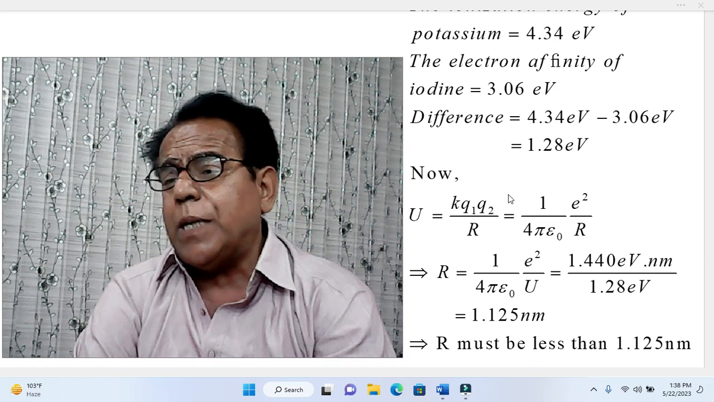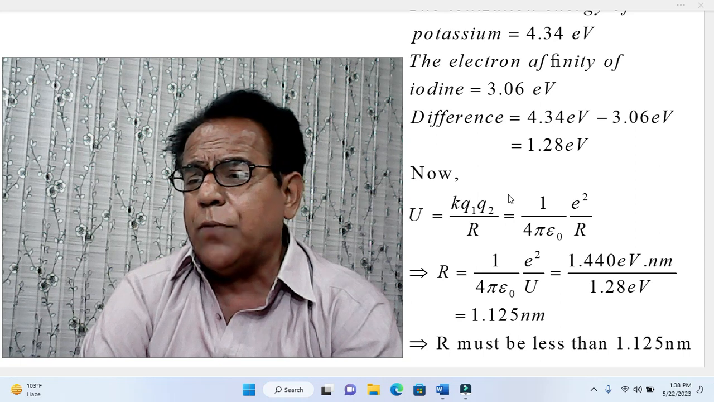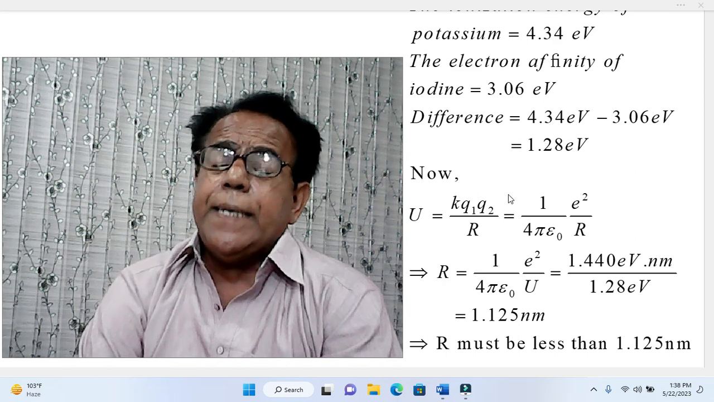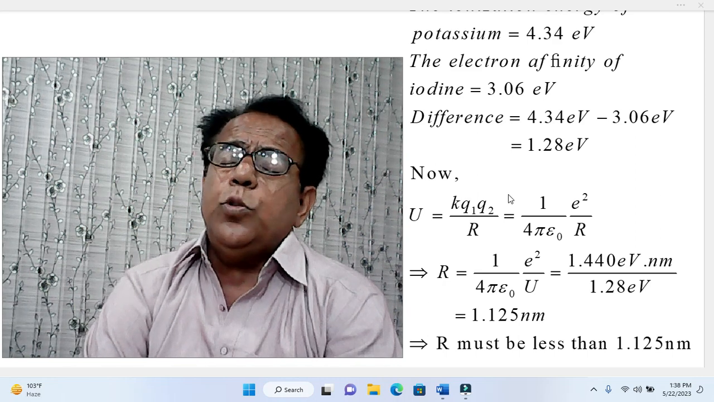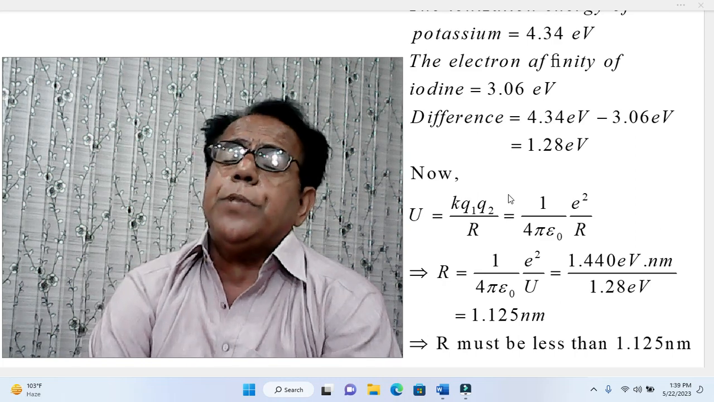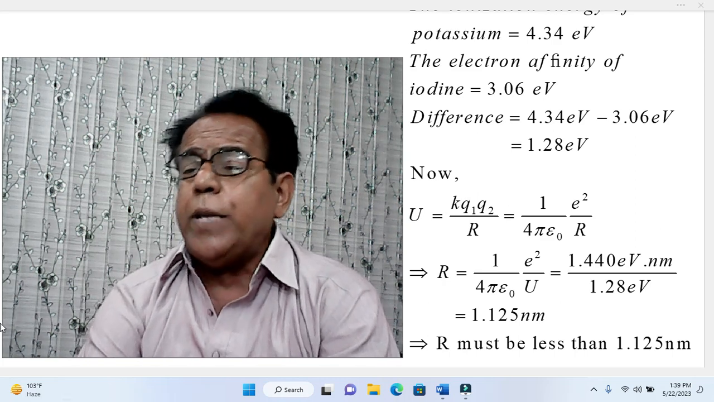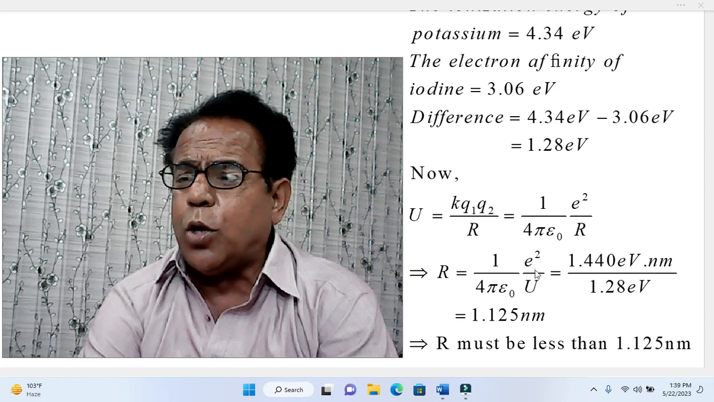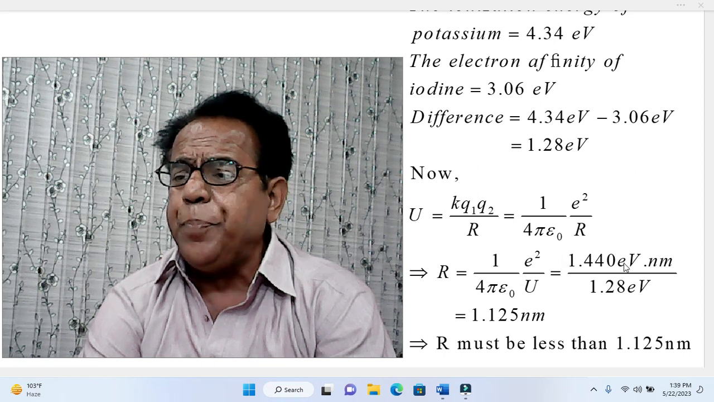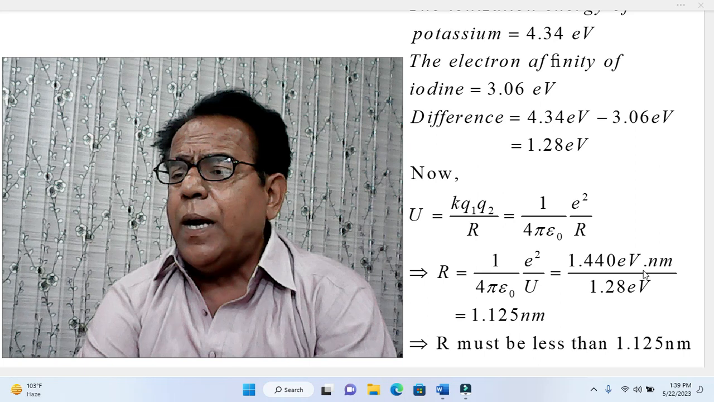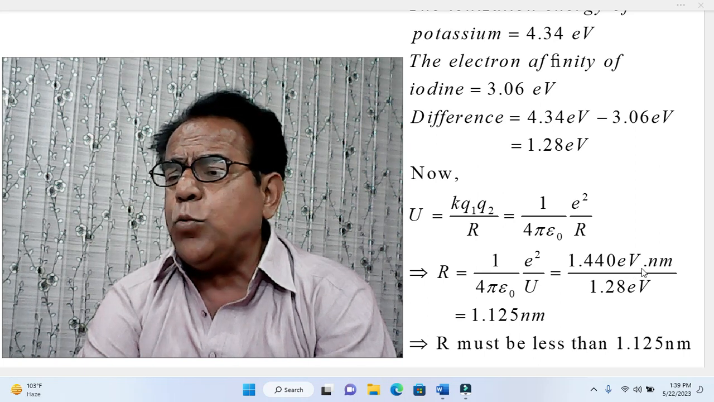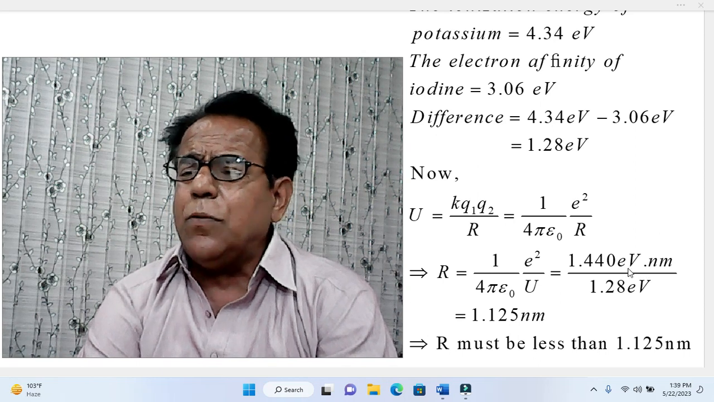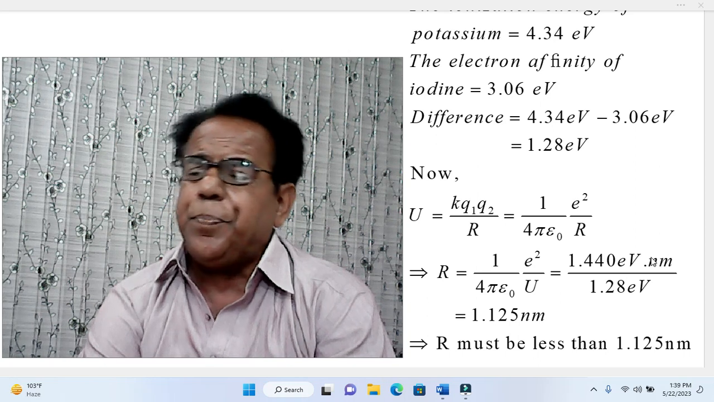This alternatively becomes equal to 1.440 electron volt nanometer, because in tool number 3, in which a table is shown which has been used several times in our videos, the value of e square over 4 pi epsilon naught is equal to 1.440 electron volt nanometer, or million electron volt femtometer. Here we are not taking million electron volt femtometer, we are taking this. Both are equivalent values.